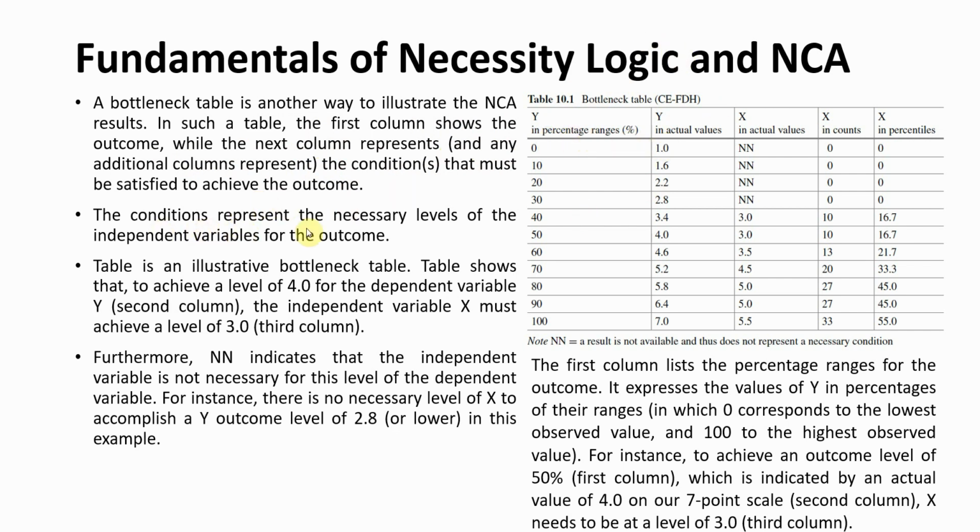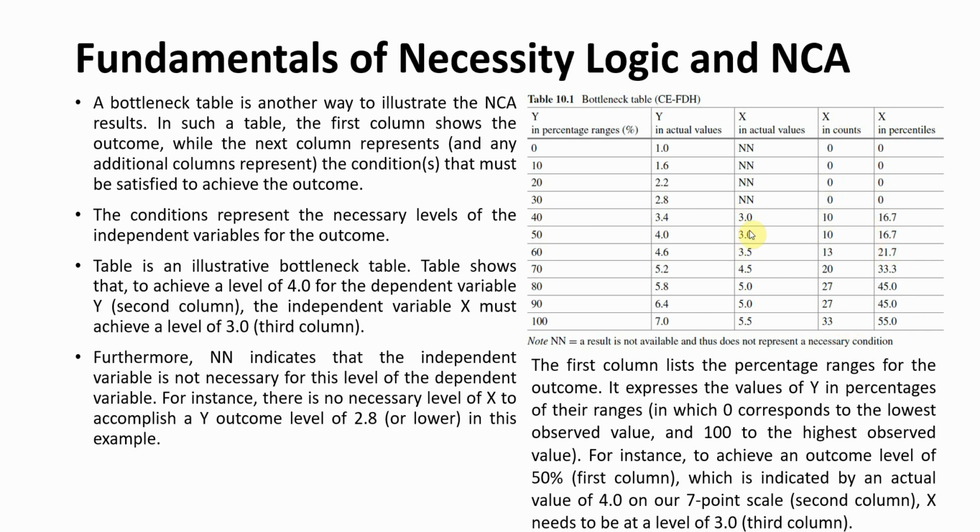Now the conditions represent the necessary levels of the independent variables for the outcome. Look at this. These are the necessary levels to achieve this level of outcome. Let's say I want to achieve 50% of the outcome, that is, level 4 is 50% of the outcome. I need my X to be at least at 3. Now what does this mean? We are going to come to that later.